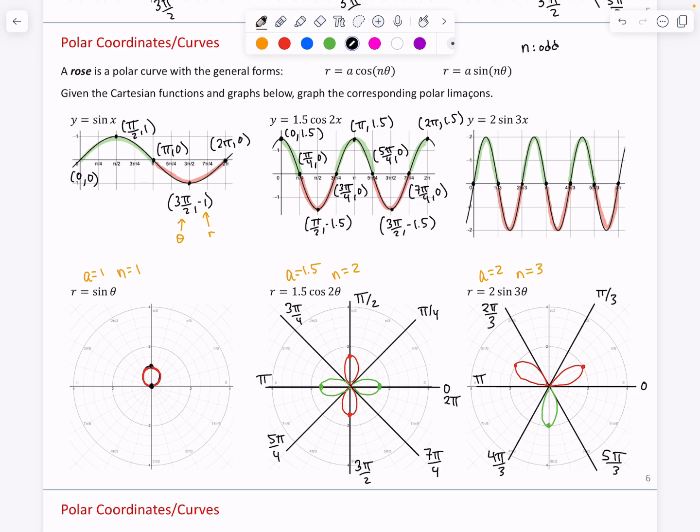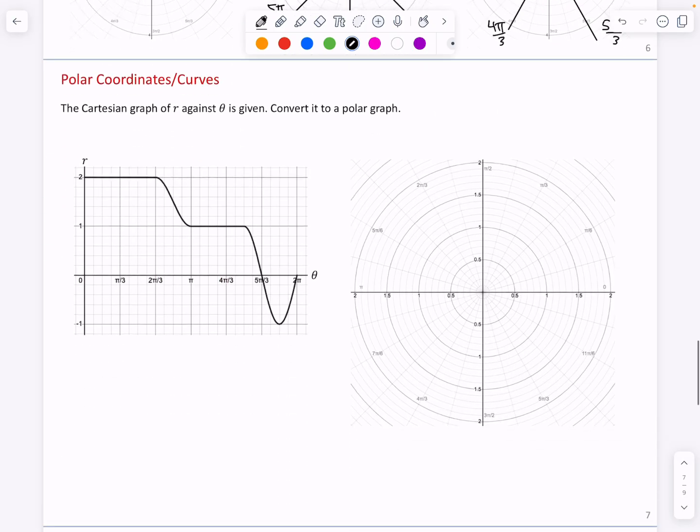It turns out that if n is odd, we will see exactly n petals, or n loops, and to see all of the petals, you only need to let theta vary from 0 to pi. And if n is even with these roses, then there will be 2n visible petals, and you need theta to vary from 0 to 2 pi in order to see all of them. All right, let's go to the next page.